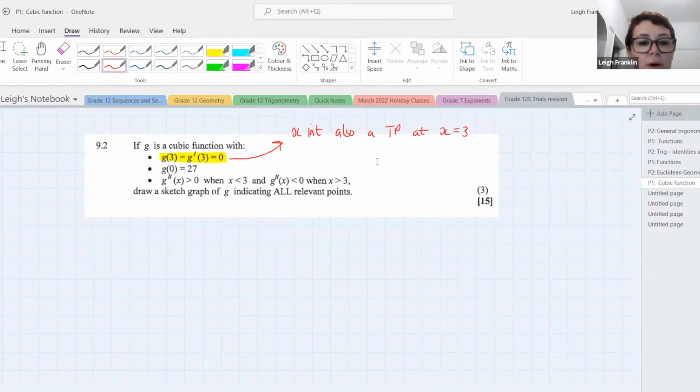Does that make sense to everybody? Luckily, this is not going to be too bad a sketch. All right, so g of 3 means that when x is equal to 3, y is 0, so that is an x-intercept. And g prime 3 means that the gradient at x equals 3 is 0, so that's why it's also a turning point. What does this mean over here, what I'm highlighting in blue?